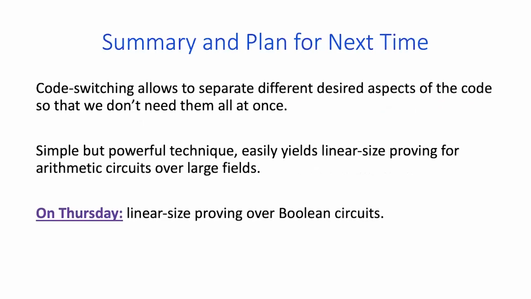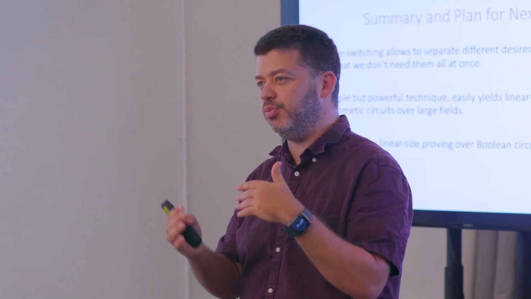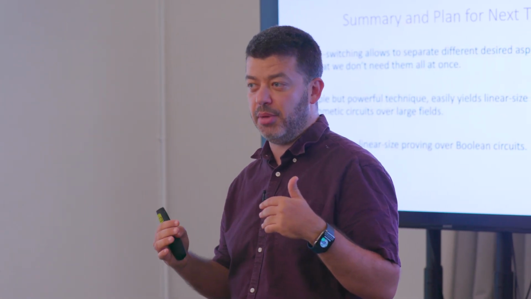Okay, so just to summarize, this code switching technique lets you distill different aspects of the code, so we don't need one code that has everything, which turns out to be problematic. The fact that you can separate it is very beneficial. It's a very simple technique, right? All we did is sum check, but it easily yields, as I described, linear size proving for arithmetic circuits over large fields. If you're talking about small fields, I'll talk about that on Thursday, then sum check starts breaking down. So we'll need some mechanism to compensate for that.